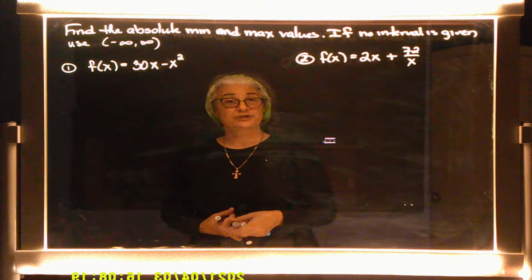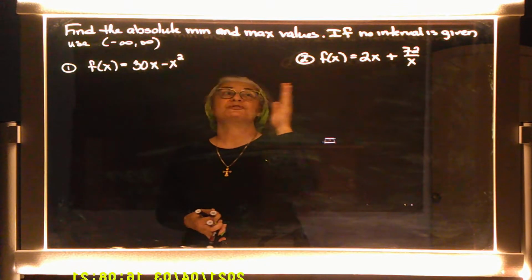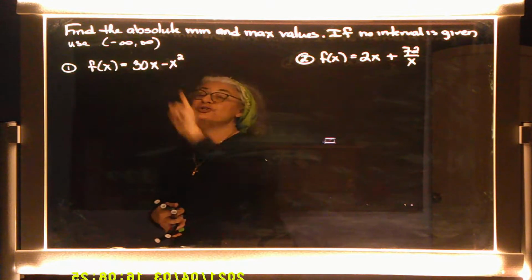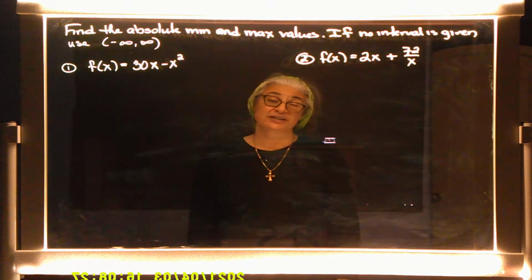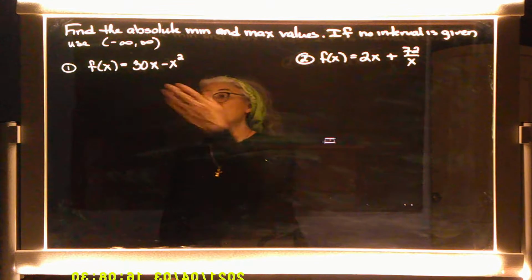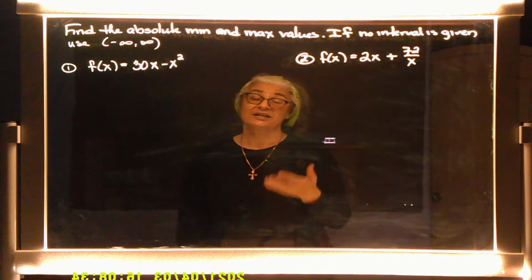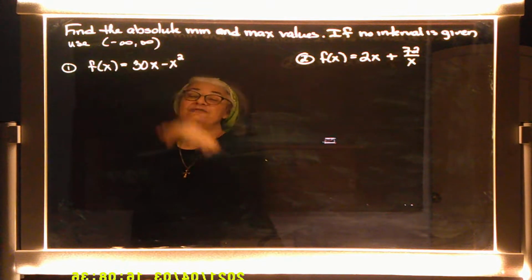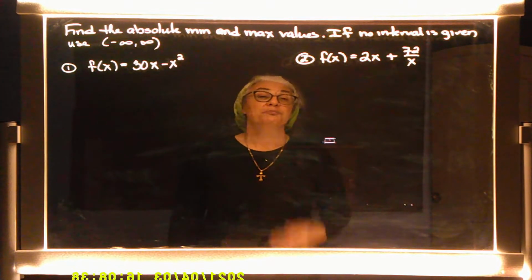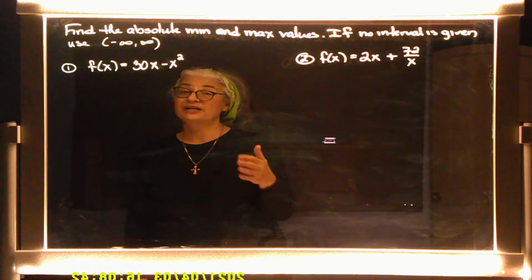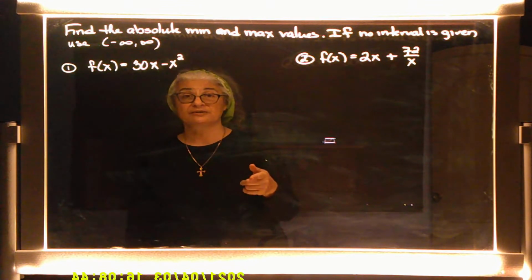Okay, so look at the directions. They're asking us to find the absolute min and maximum values, and they say if no interval is given, use -infinity to +infinity. So number one, they gave us a function, but they didn't give us an interval, did they? So we have to assume -infinity to +infinity. But regardless, I still need to find critical values, don't I?